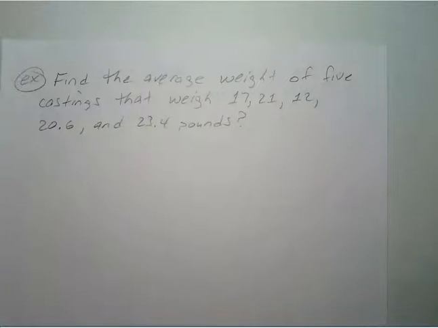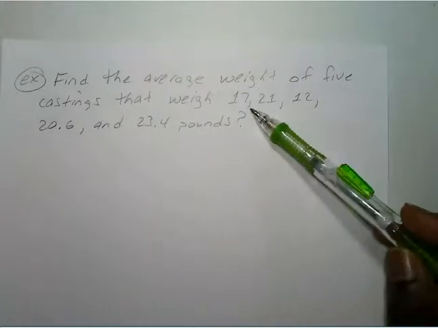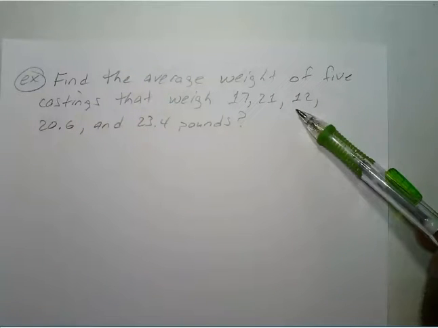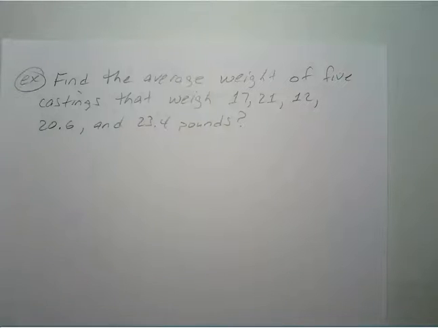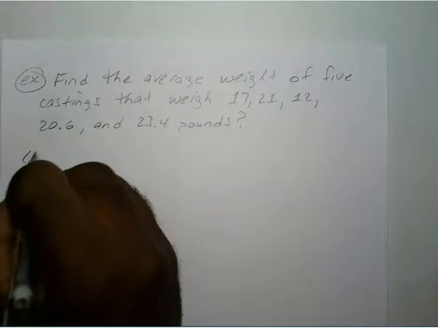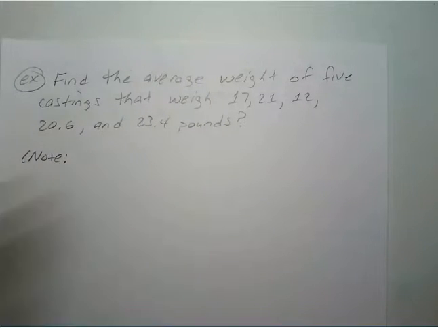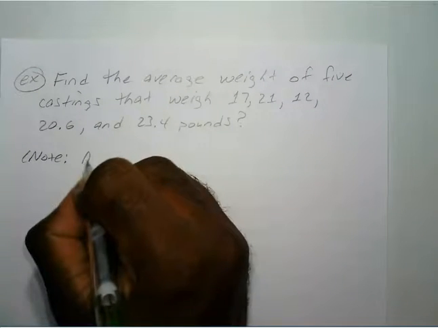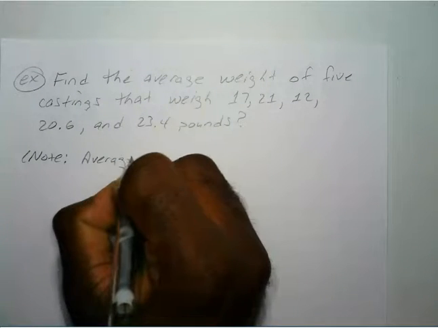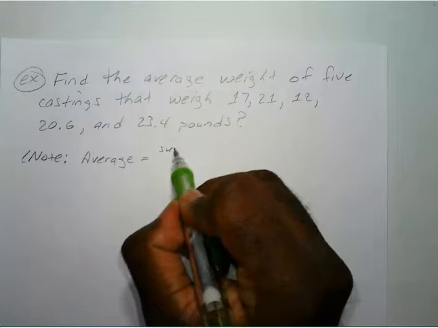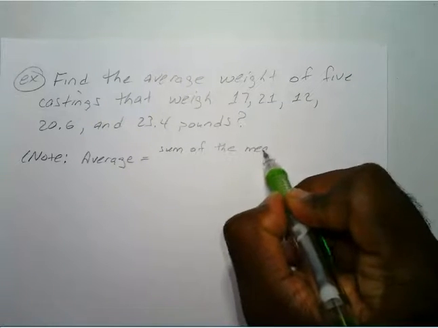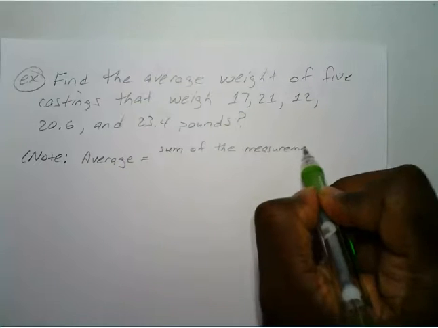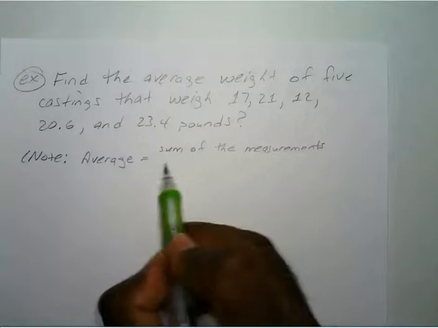Okay. So we want to find the average weight of 5 castings that weigh 17, 21, 12, 20.6, and 23.4 pounds. Okay, so quick note here: the average is equal to the sum of the measurements divided by the number of measurements.